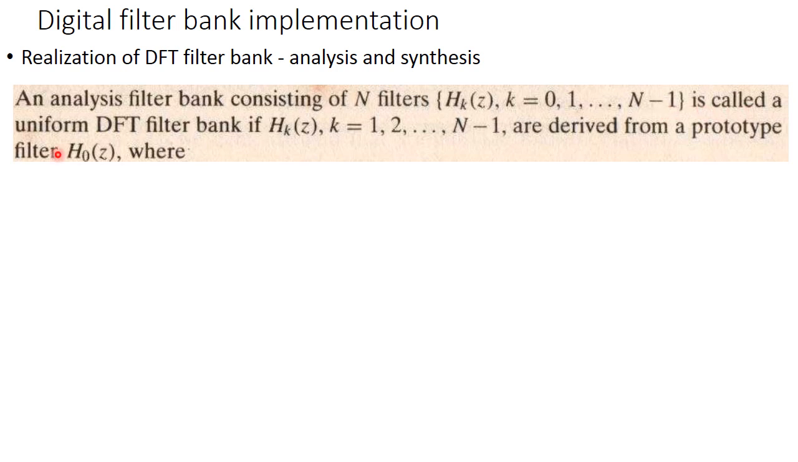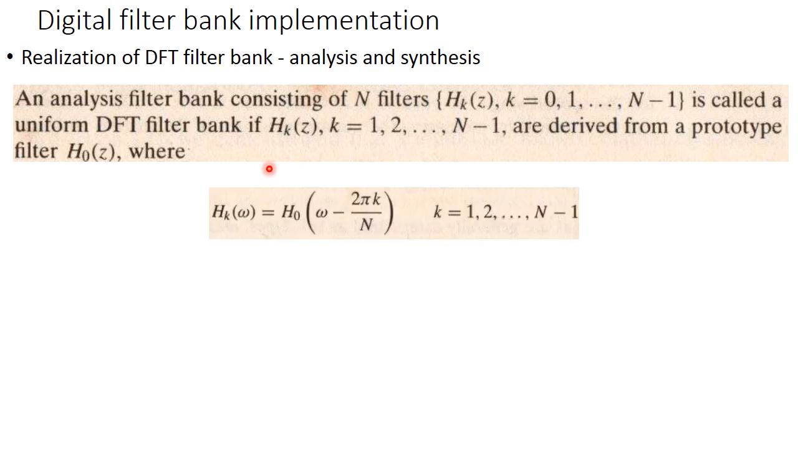It is called a uniform DFT filter bank if the transfer functions Hk(z) are derived from the filter H0(z), with the index varying from 0, 1 up to N minus 1. So this system Hk(z) is called a uniform DFT filter bank if the remaining filters, that is k greater than 0, are derived from the initial H0(z). Such a system is called a uniform DFT filter bank.